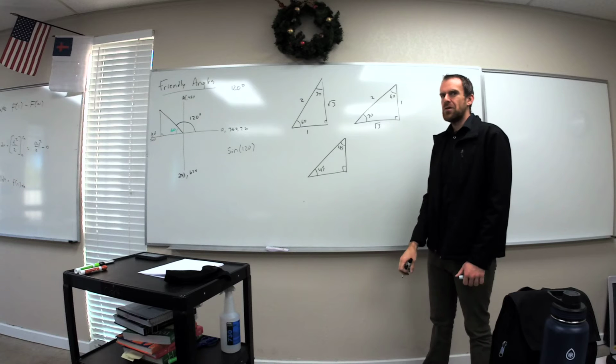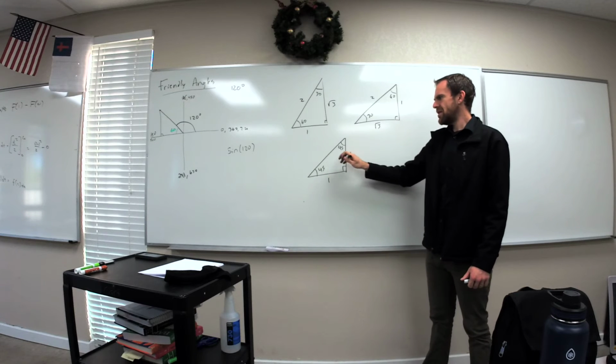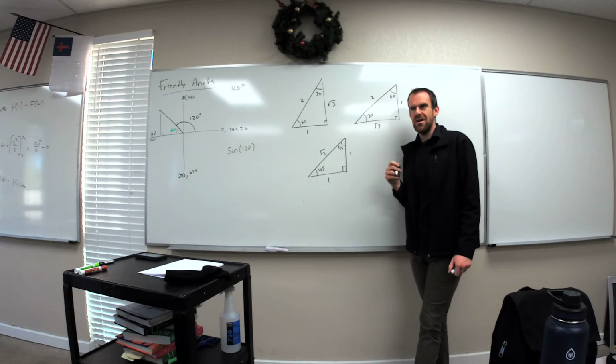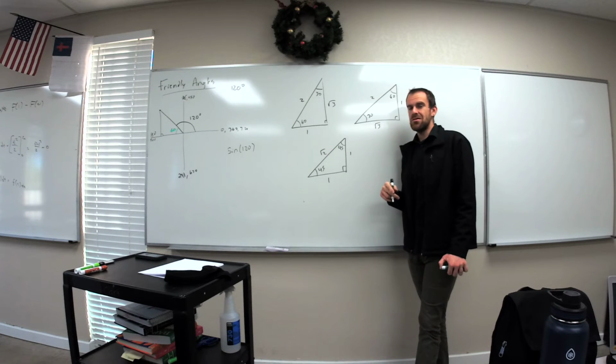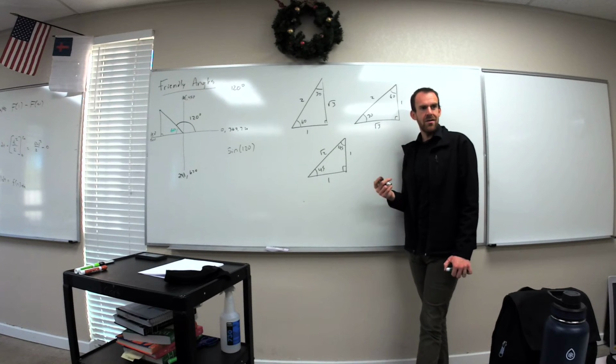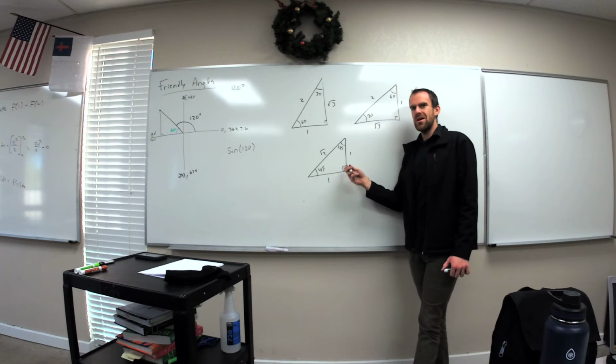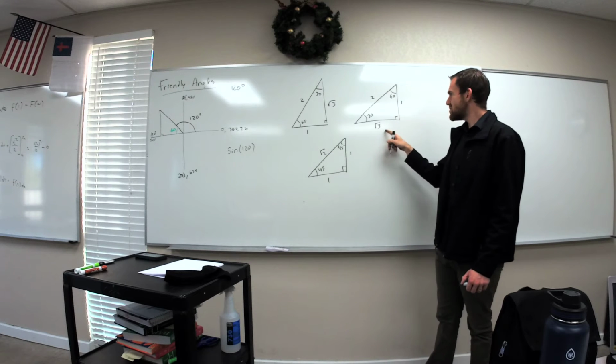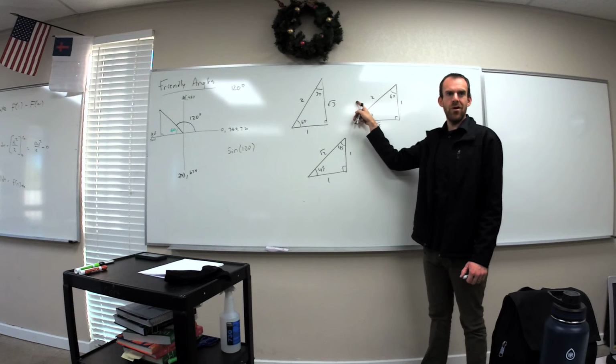What are the sides to the 45, 45, 90? 1, 1, square root of 2. You'll know you did it right because the Pythagorean theorem works. You'll know you did them wrong if the Pythagorean theorem doesn't work. 1 squared plus 1 squared is the square root of 2 squared. Square root of 3 squared plus 1 squared is 4.